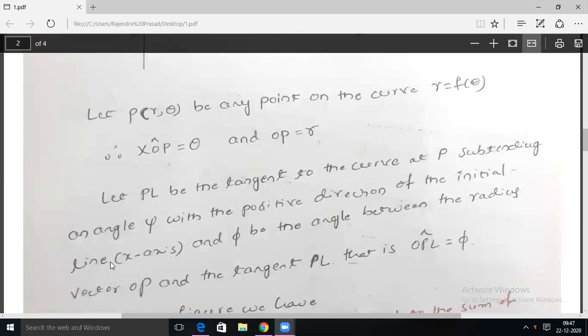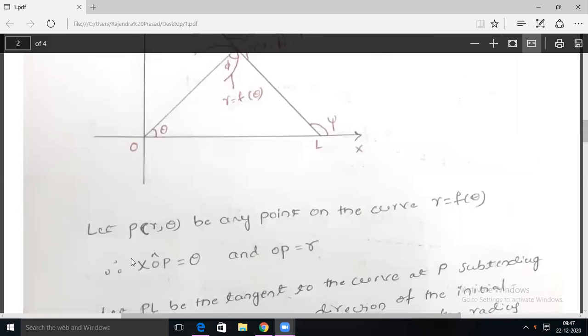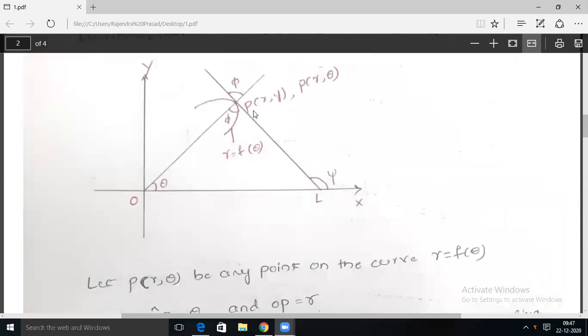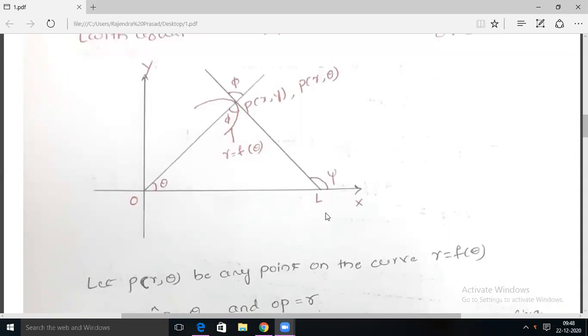So the initial line we call the x-axis. So this is where psi is formed, between the x-axis and the tangent PL. So between the tangent PL and the x-axis, the angle psi is formed.